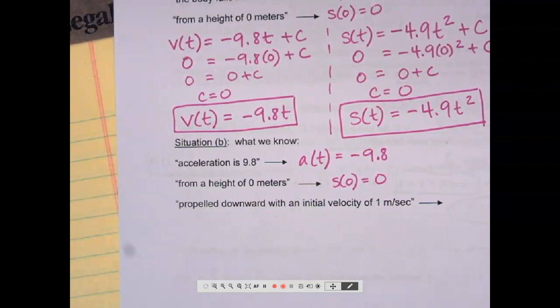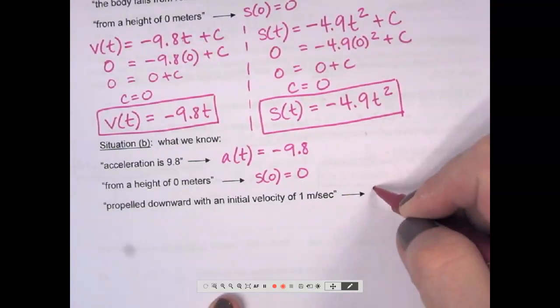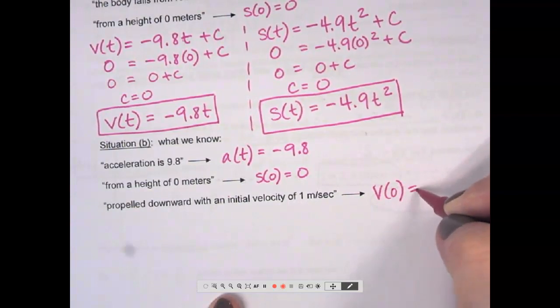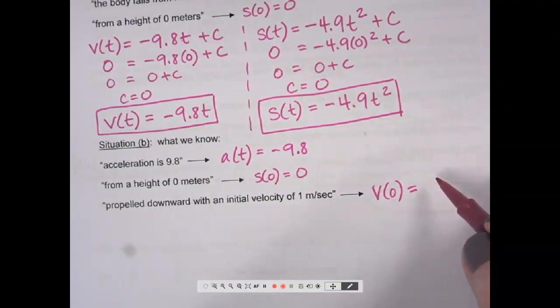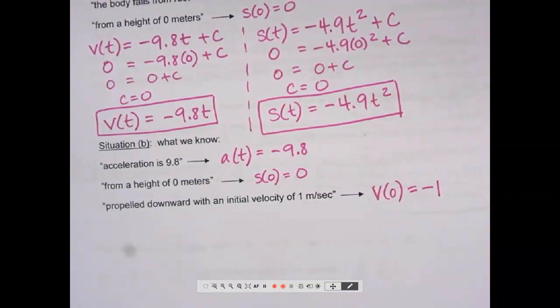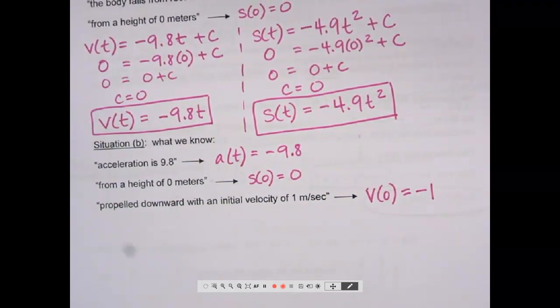But this one is propelled downward with an initial velocity of 1. How am I going to write that? Initial velocity of 1, v of 0 equals, I'm going to use a negative 1 because it's downward. So negative indicating direction. Is everybody okay with that?